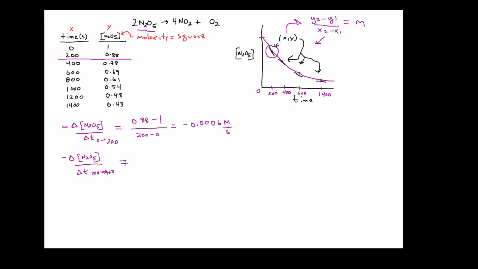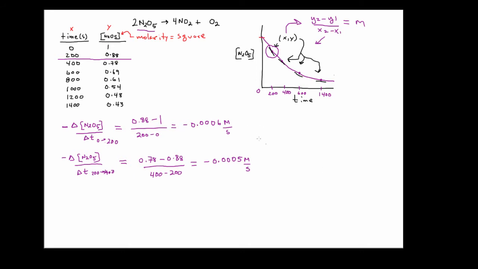All right, and that's going to be equal to 0.78 minus 0.88, and that will be divided by 400 seconds minus 200 seconds. All right, and the rate that we're going to get, again, I'm going to put my negative sign in to indicate we're following the disappearance of a reactant, and we see that the rate is 0.0005, and that's molarity per second.